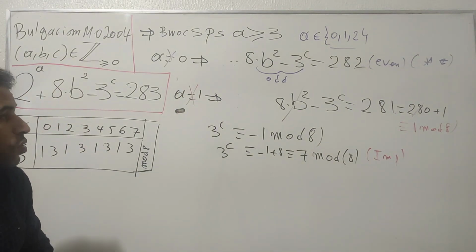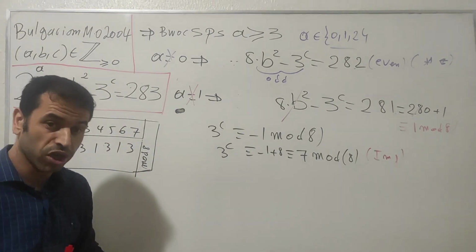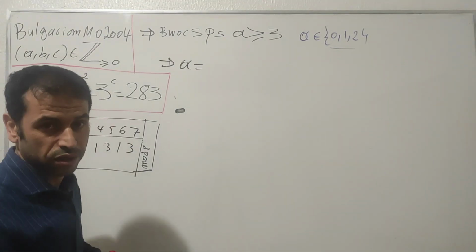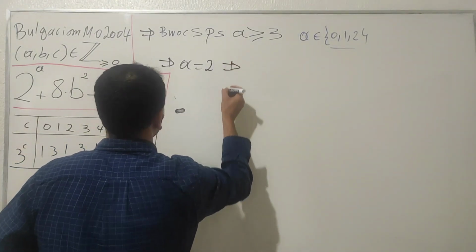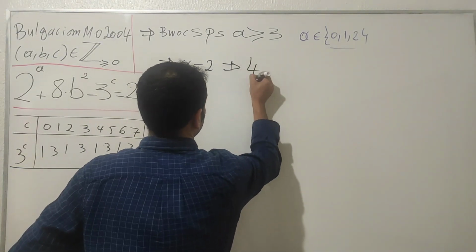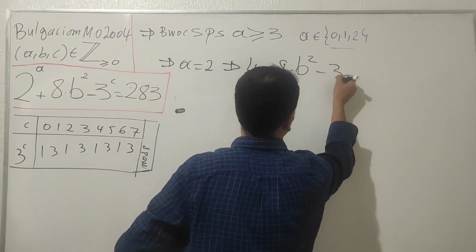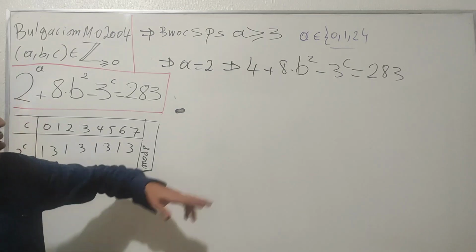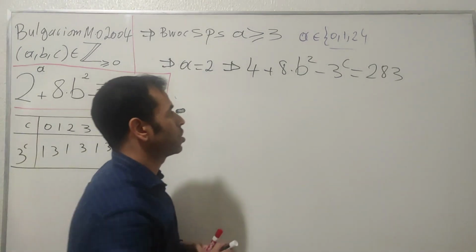Okay, let's move on to the final case. That's the tricky case, the challenge case, and we will have a lot of work there. Let's get rid of this one and move on to the next step. For this final step, I'm going to do the same thing, replacing this value into the original equation. I get 2 to the 2, which is 4, plus 8 multiplied by b squared, minus 3 to the c, which equals 283. Moving this 4 to the right, it becomes minus 4. I get 280 minus 4, which is 279.